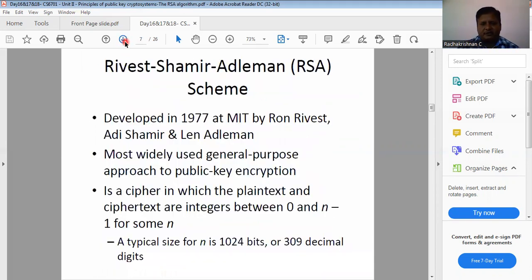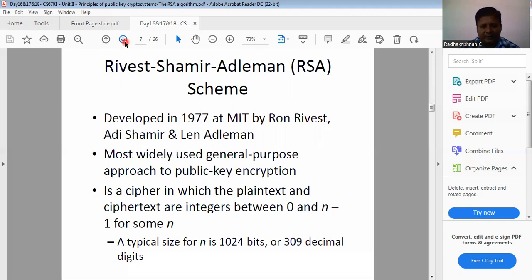Now we discuss the RSA algorithm. The abbreviation RSA stands for Rivest-Shamir-Adleman scheme. It was developed in 1977 at MIT by Ron Rivest, Adi Shamir, and Len Adleman. It is the most widely used general purpose approach to public key encryption concepts.